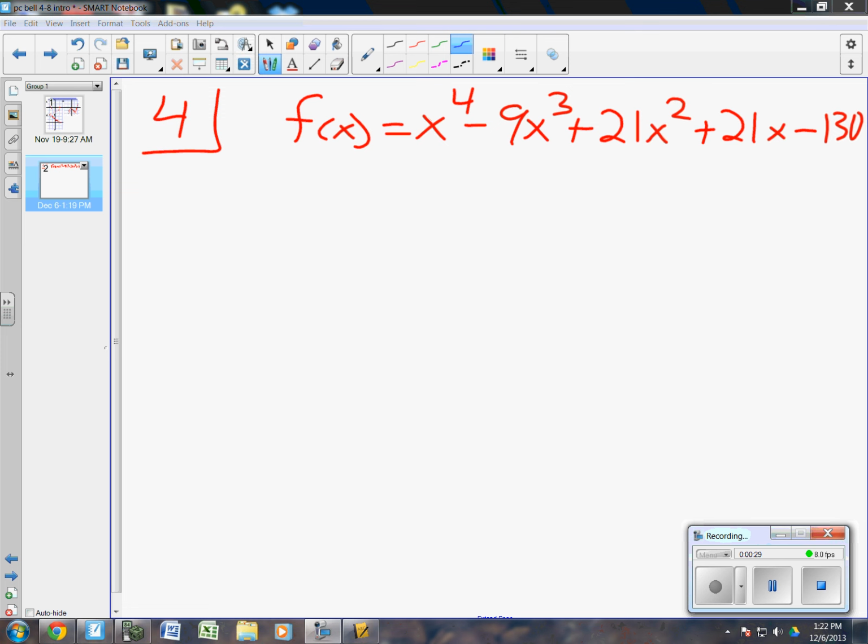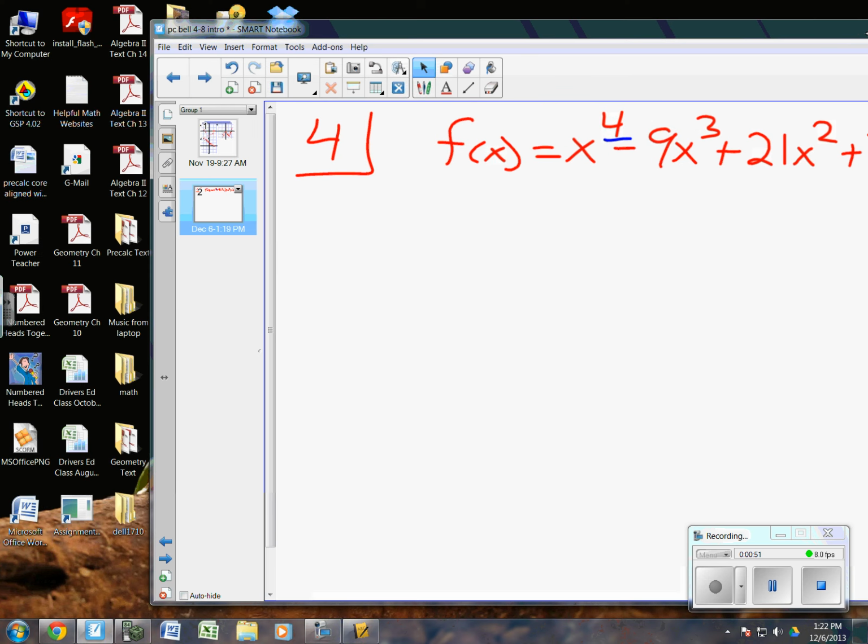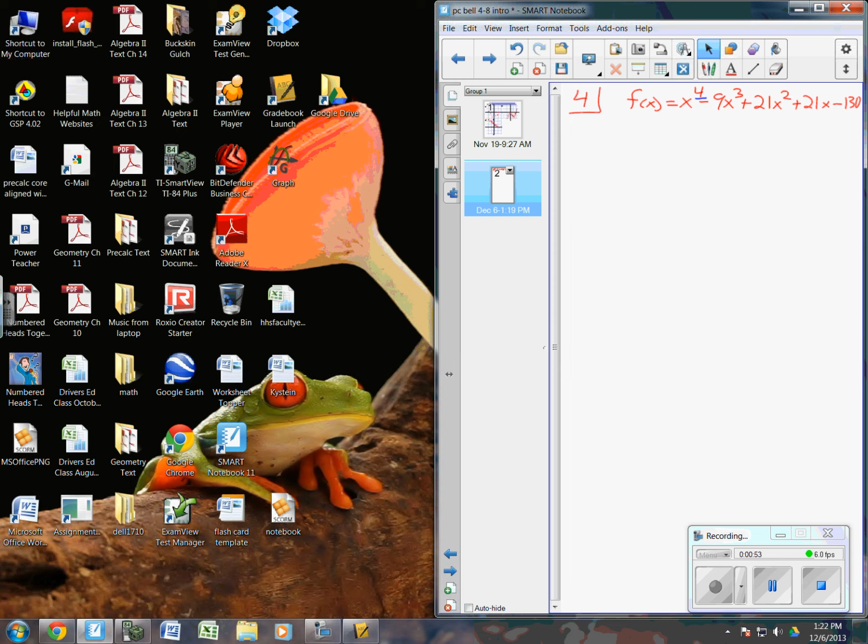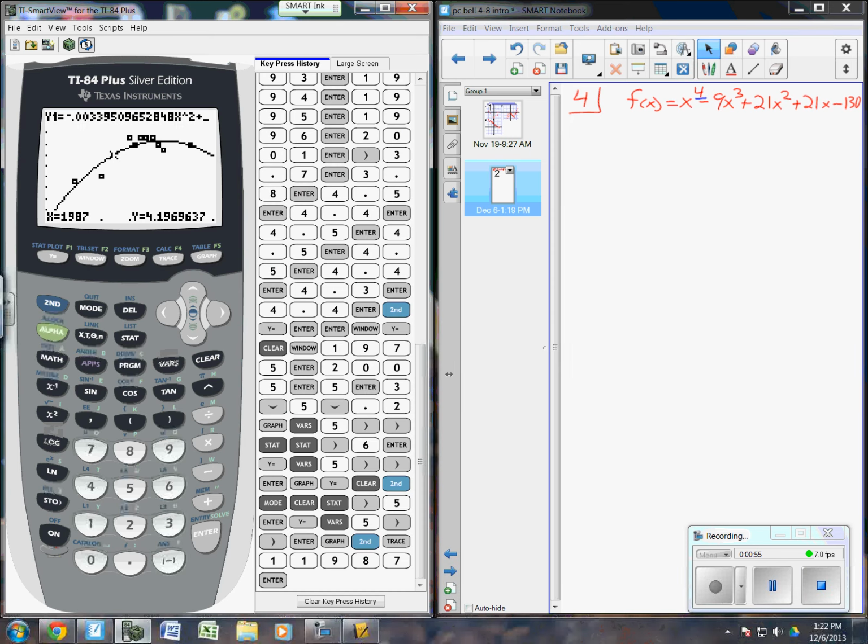Alex, how many zeros does this one have? Why? Because it's x to the 4th. That's right. It's x to the 4th power, so I'm going to have 4 zeros. So the first thing I'm going to do is put this in my calculator and find out how many times this crosses the x-axis.